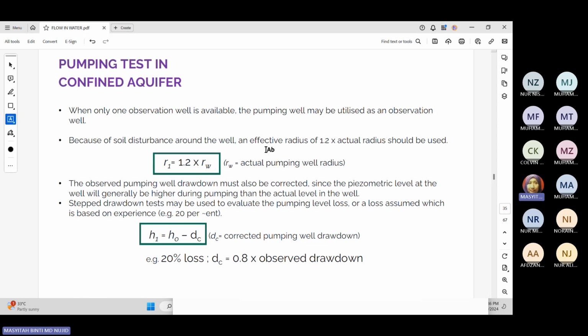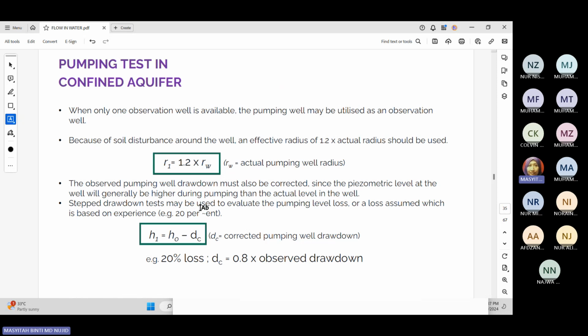Okay, and then what you need to do is that during the testing, there some disturbance occur. Therefore, you have to do corrections, which is the effective radius kena multiply dengan 1.2 lah. So R1 is equal to 1.2 times dengan RW. RW is the actual pumping well radius. So the observed pumping well drawdown must also be corrected since the piezometric level at the well generally be higher during the pumping and the actual level in the well. So in the step drawdown test may be used to evaluate the pumping level loss or loss assumed, which is based on experience 20% losing.